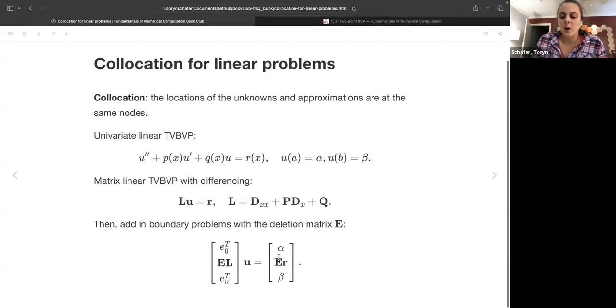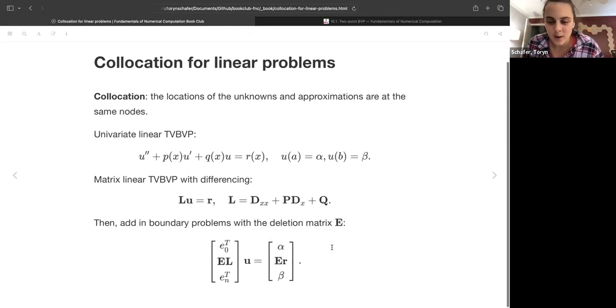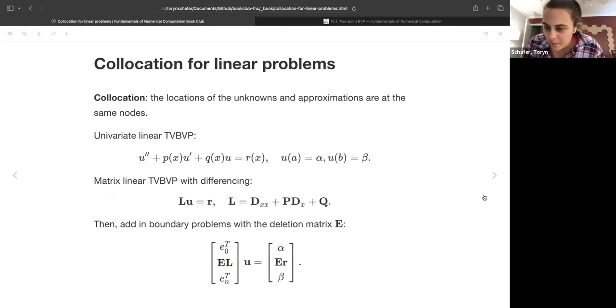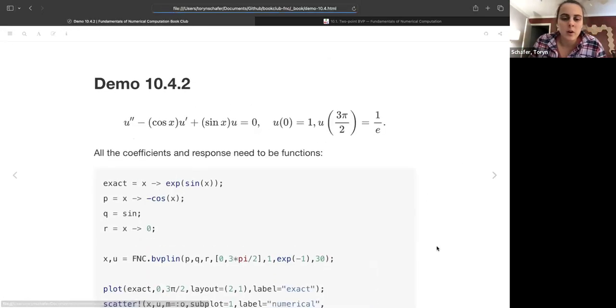And then they say in the code, well, we don't actually care about the deletion matrix, just subset it out. Just use the indexing. Okay, yeah. If this were me, I would have just defined L and R, indexed it, and I wouldn't have even defined E or any of that. But okay, we get the point. So we have a system of linear equations. We can use the tools we know from earlier in the book.